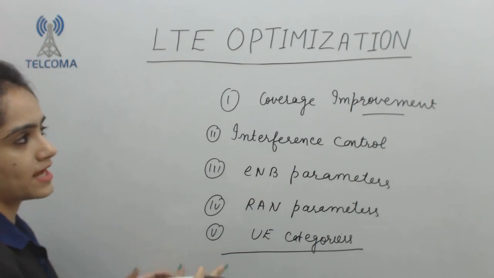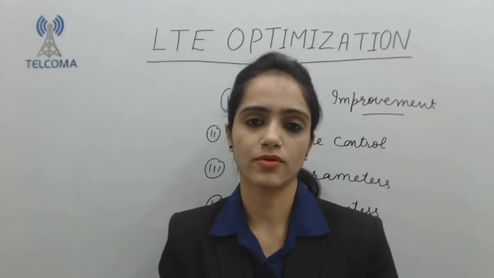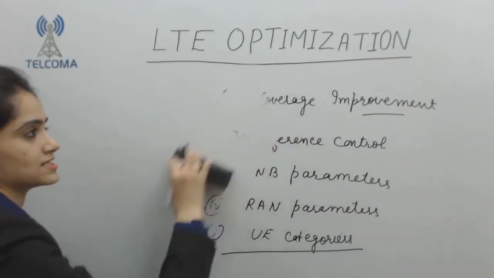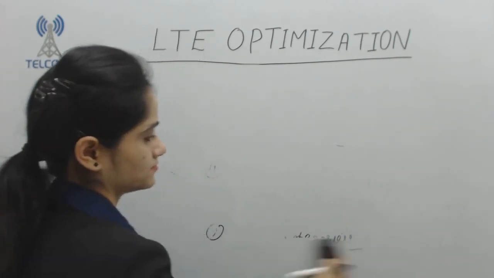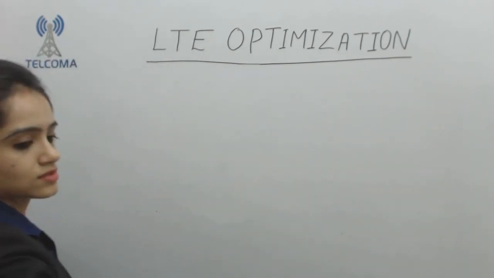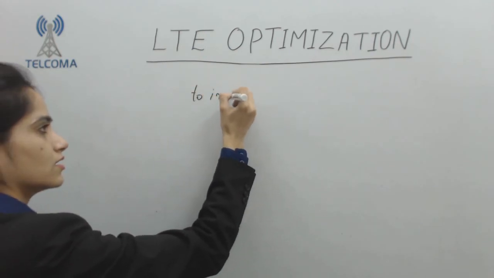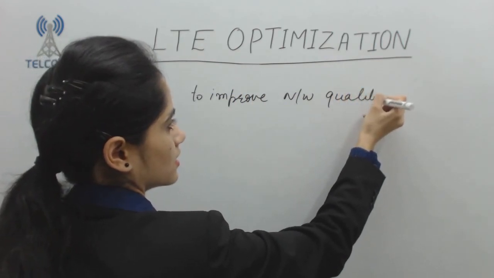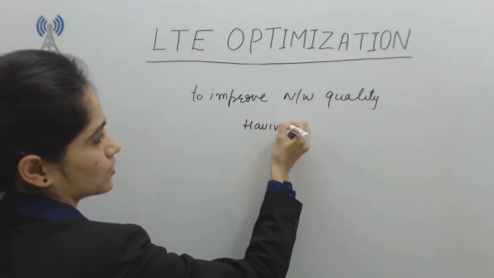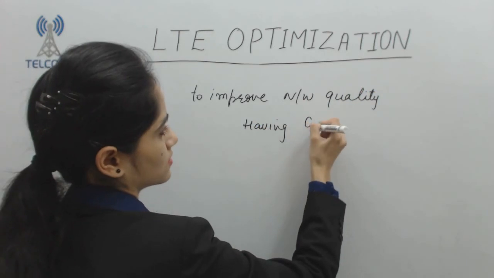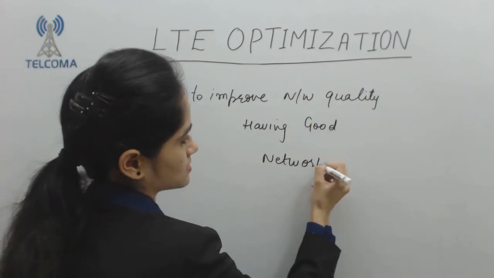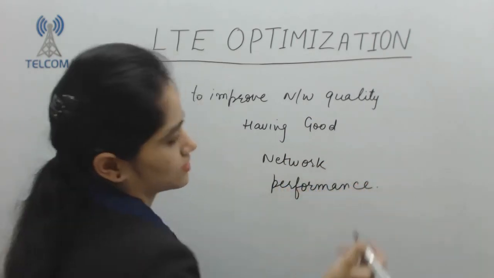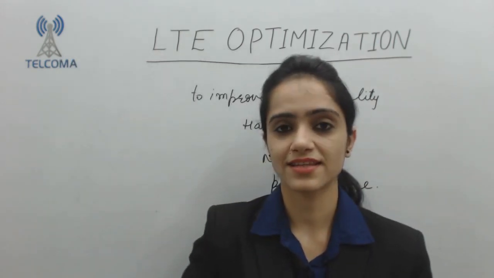So that means optimization will cover all the network performance issues and how to improve the network quality. The main aim of optimization is to improve network quality and thus have good network performance. So this is about LTE optimization. Thank you so much.